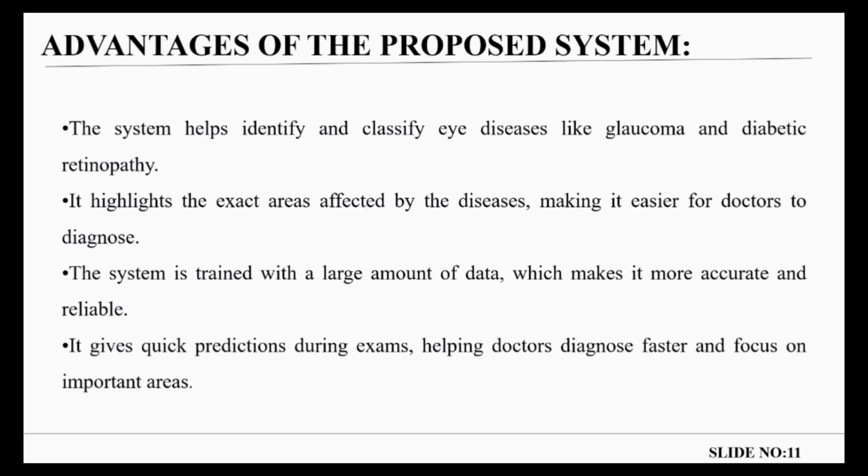One of the biggest strengths of our system is its ability to learn from a large data set. Since it has been trained with a vast collection of eye images, it ensures reliable results, improving the accuracy of disease detection. With more data, the system keeps getting better at recognizing the patterns and differentiating between healthy and diseased eyes. Another major advantage is the speed at which it works.